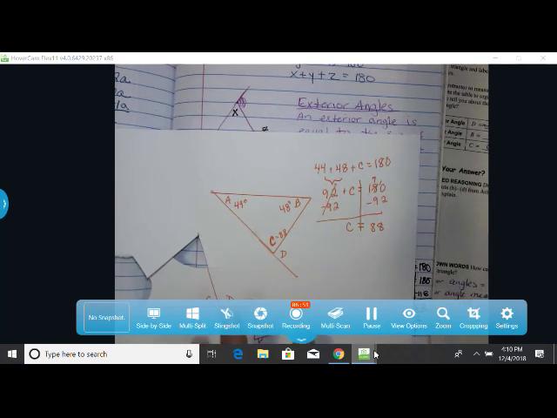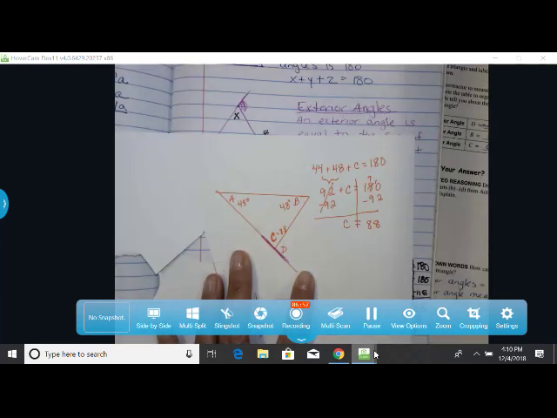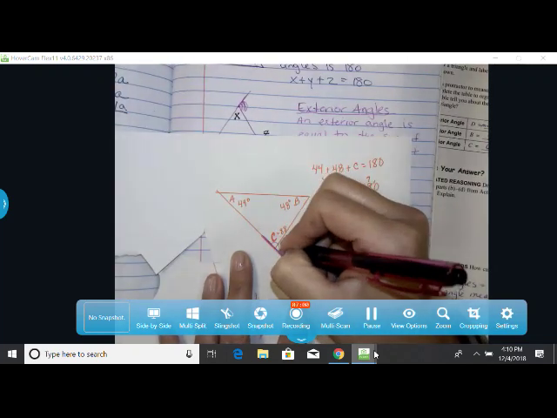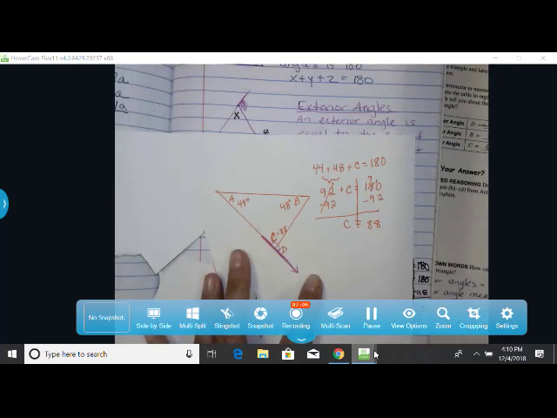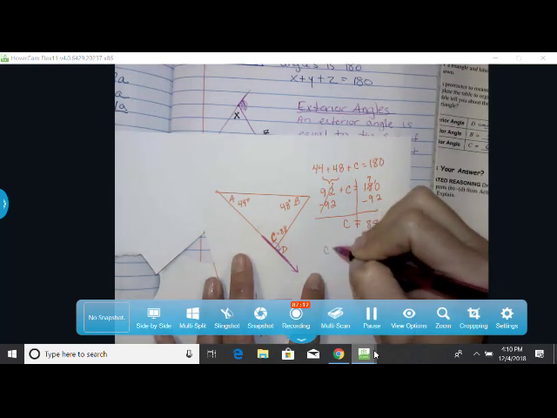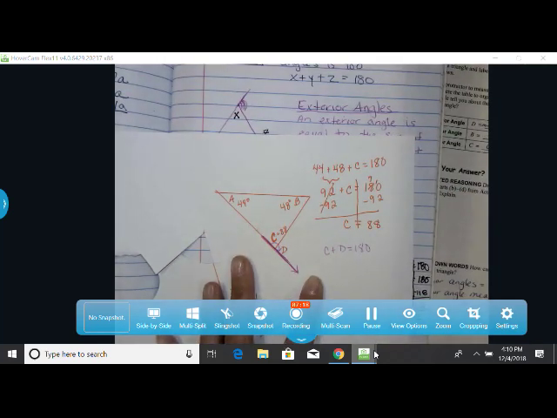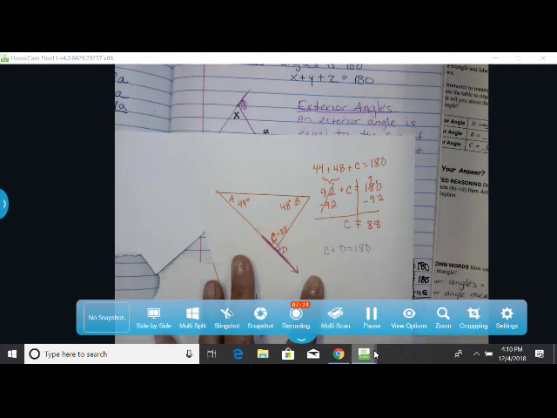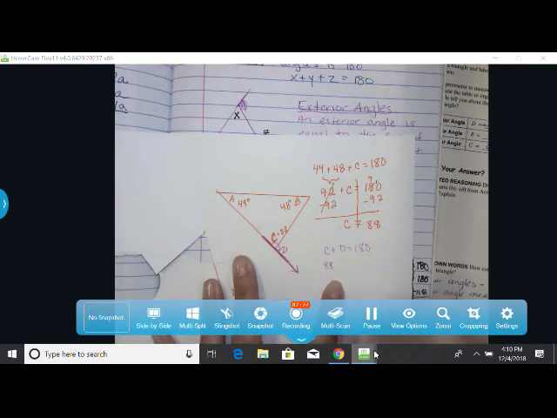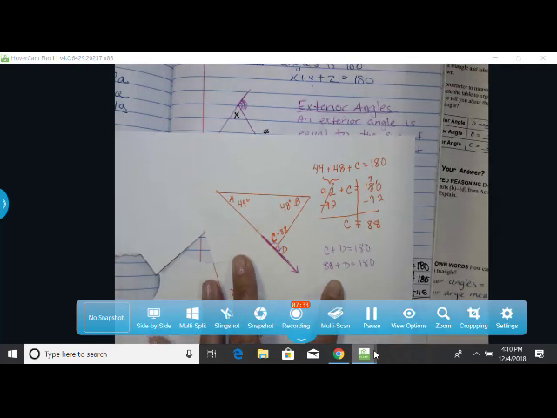Now if I look at this triangle, I notice that there's a special relationship between angle C and angle D. Together, they're making this straight line, and I know that all straight angles have a sum of 180 degrees. So I know that C and D together should be 180 degrees. They make a straight line. We just found out, using what we know about the interior angles of triangles, that C was 88. So 88 plus something is going to be 180 degrees.